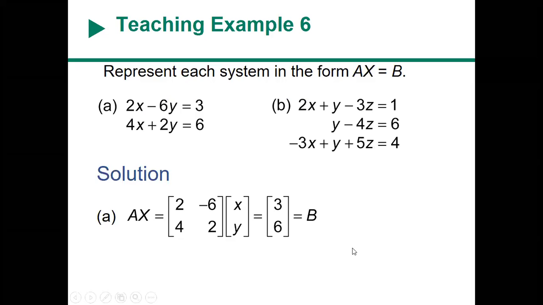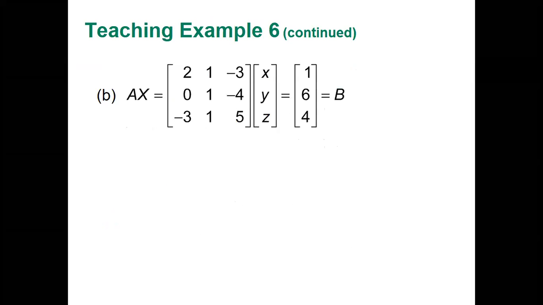So basically you're asking yourself, what multiplies 2 times X plus negative 6 times Y is going to make 3, right? And then you'll have your 4 times X plus 2 times Y is going to make 6. That's why it works that way, because it's just setting it up in terms of matrix multiplication. And that's it. So that's how you set it up. The setup is pretty easy.